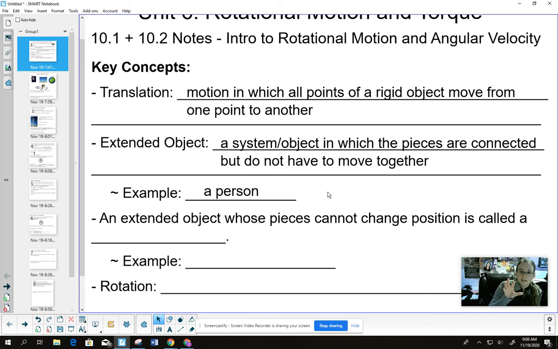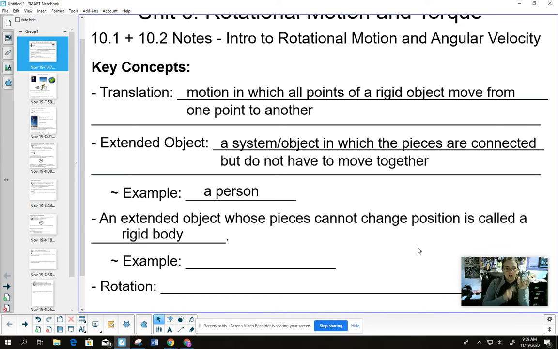So now we're going to be talking about situations where, yes, all the pieces of an object are connected, but they're going to move differently. Now, an extended object's pieces can change position independent of other points. So I am an extended object because I don't have to move the rest of my body to move my arm. But we have something called a rigid body, where the pieces are connected but can't change position independently.